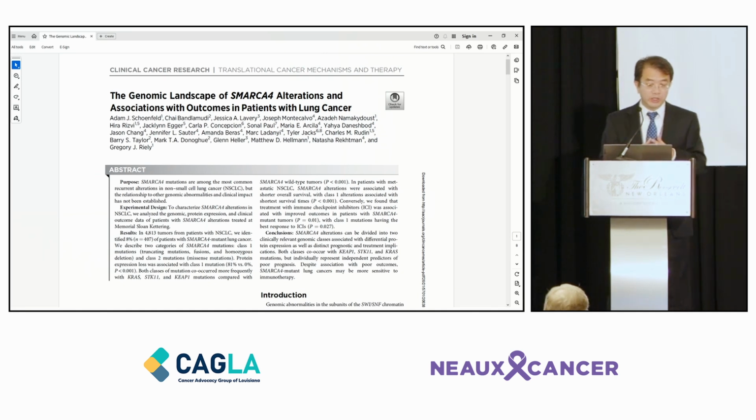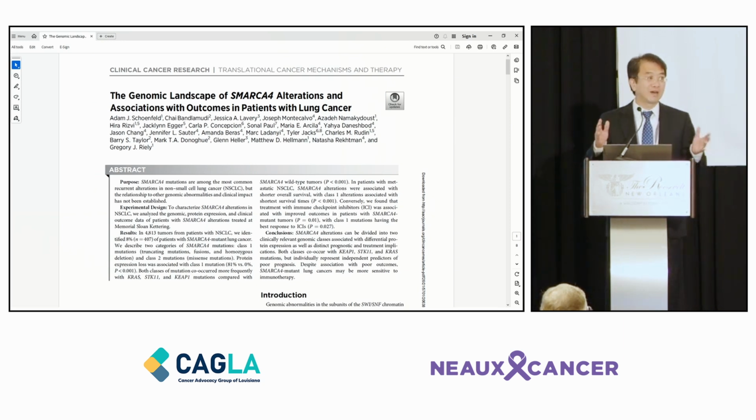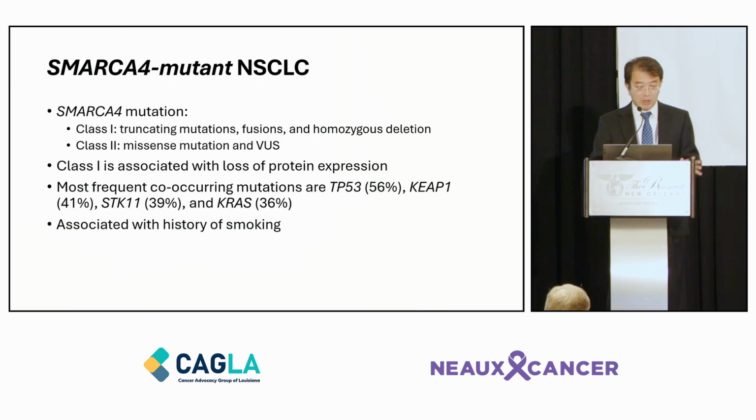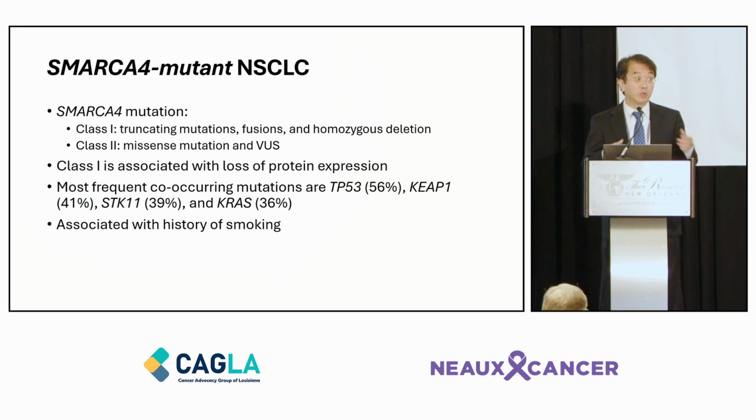When I read about SMARCA4 years ago, I came across this paper. Actually, I use this paper for this case. This paper is published by the MSK group. They reviewed close to 5,000 lung cancer cases, and specifically they wanted to understand the function and the relationship between SMARCA4 mutation and lung cancer. They classified the SMARCA4 mutation into two classes, class 1 and class 2. Class 1 is truncating mutation, fusions, and homozygous deletion, which is ours, right?